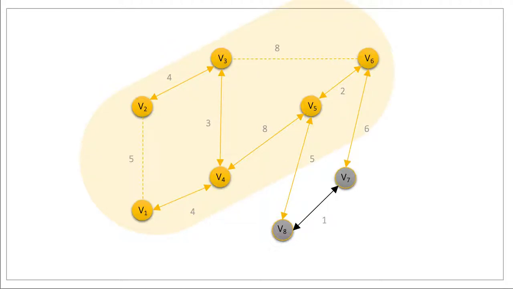2 is smaller, bring in V6. Between 5 and 6, 5 is smaller, bring in V8. And again, because there is a weight of 6 and a weight of 1 and the edges are both pointing to V7, we go with the weighting of 1. And that is our completed minimum spanning tree.